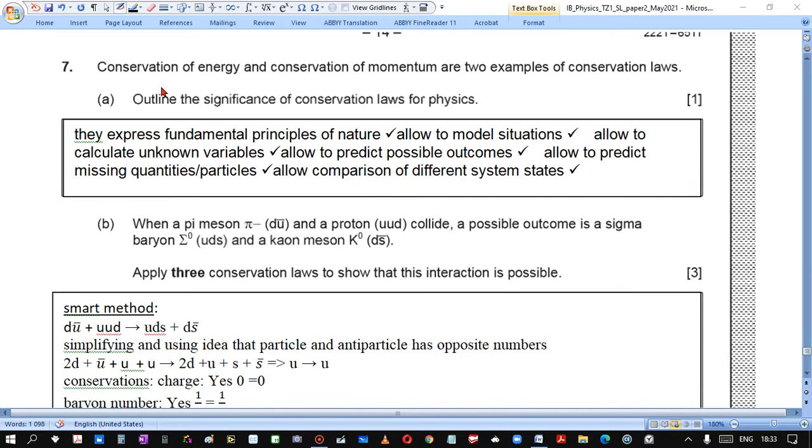Question 7. Conservation of energy and conservation of momentum are two examples of conservation laws. Outline the significance of conservation laws in physics. So I copied the answer from the mark scheme. You can pause and look at these answers.